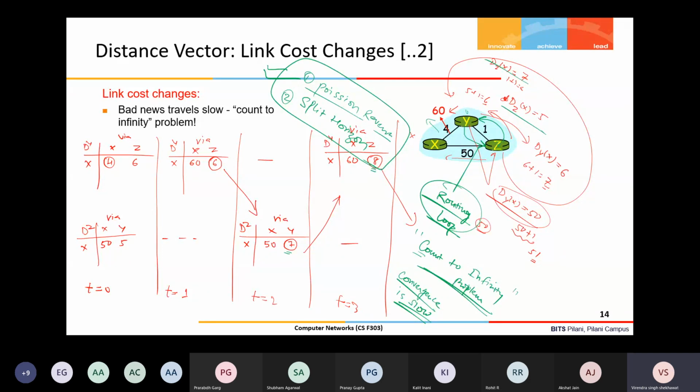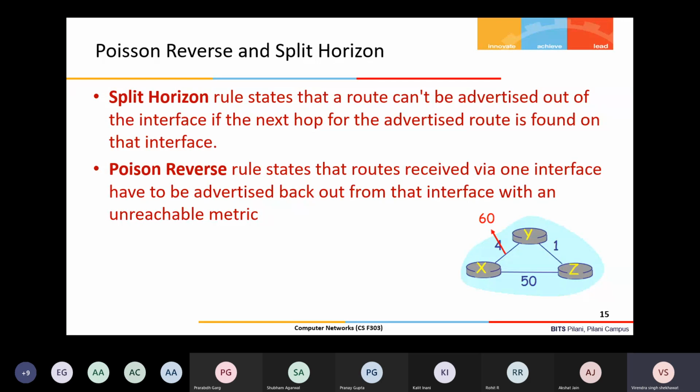So this problem we have seen with respect to this topology. Now we'll see if there is any solution for that. As we have observed, with respect to this topology only, we have observed the problem. So first we'll talk about the two solutions.